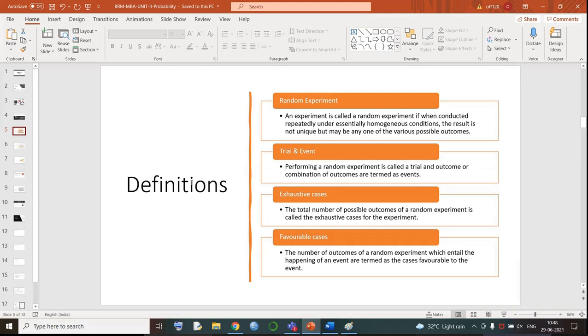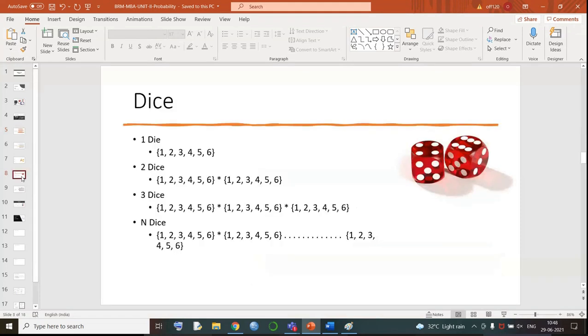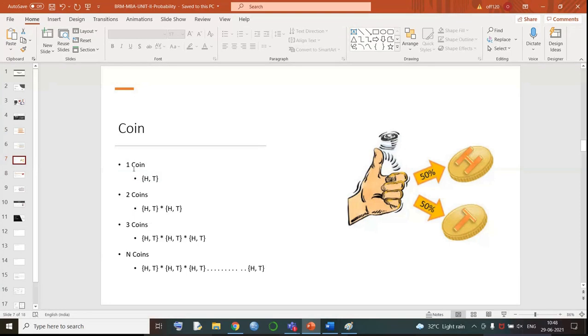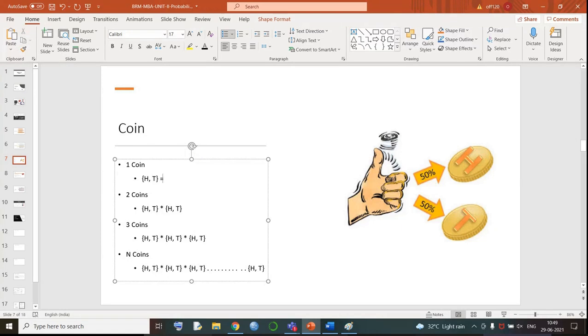Now, exhaustive cases. Exhaustive means the total number of possible outcomes of a random experiment is called exhaustive cases. Let us see this. If I am tossing one coin, how many outcomes are there? There are only two outcomes, head and a tail. That means we write it as 2. So the total number of exhaustive cases when a coin is tossed is 2.